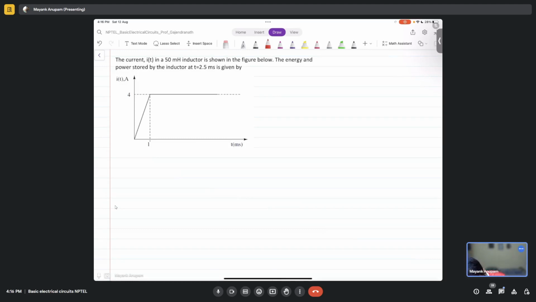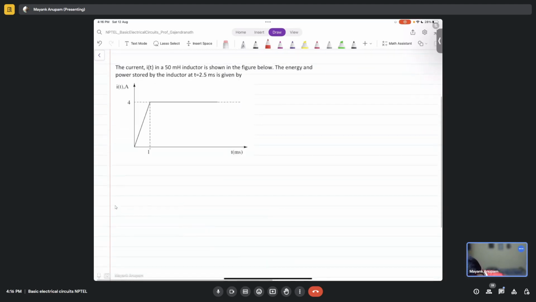So the question is this: you have an inductor, and the current i(t) is given here as a graph. Now you are asked, what is the energy and the power stored by the inductor at 2.5 milliseconds? Tell me, what should I do? What do you think I should do?